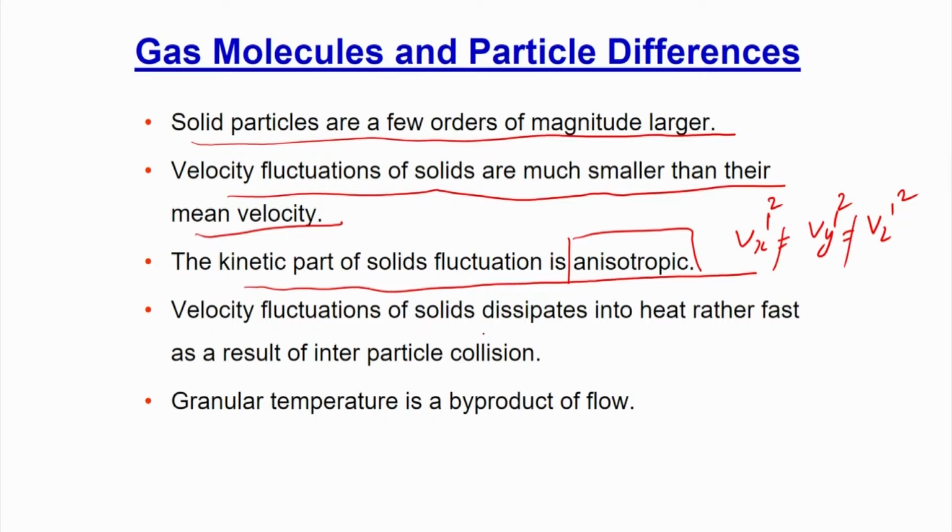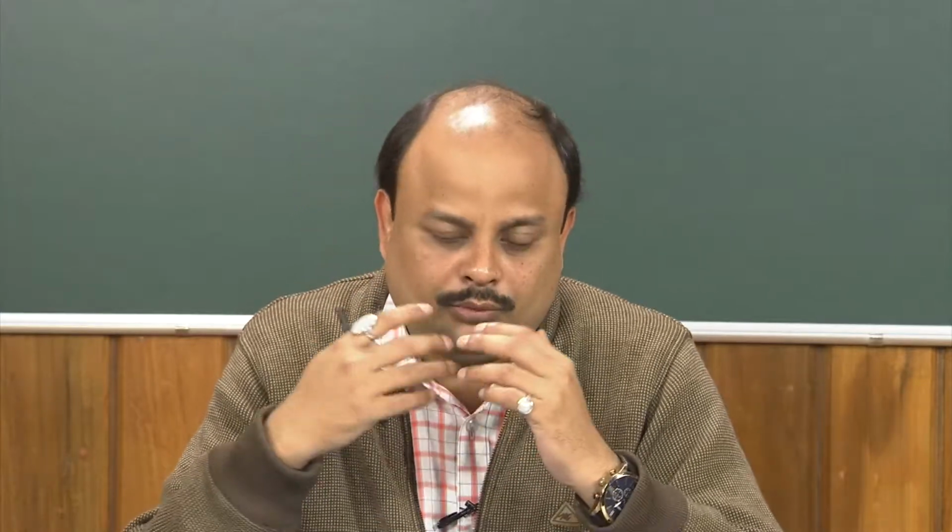Then the velocity fluctuation of the solids dissipates into heat rather fast as the result of interparticle collision. So, if you have a collision, the energy will dissipate very fast compared to the way it is dissipated in the kinetic theory of gases, with the gas molecules. And granular temperature, the way we have defined it, is actually the byproduct of the flow, or the collision-dominated flow. That is the major difference between the way gas molecules and particles behave, or the way the kinetic theory of gases and the kinetic theory of granular flow differ.